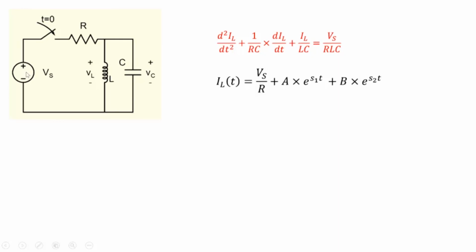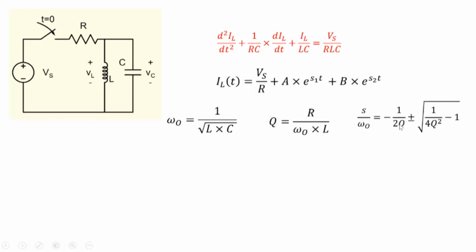The final value would be under steady state: the capacitor is open, the inductor will be a short, so the current would be Vs by R here. And then there is the natural response of the circuit, and it has two exponentials, S1 and S2 here. We've seen these values, S and all that, calculated using these expressions. And Q is R by omega naught L.